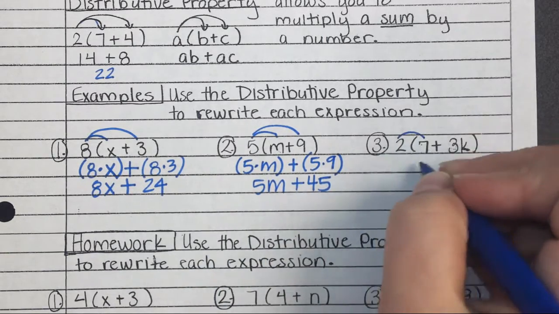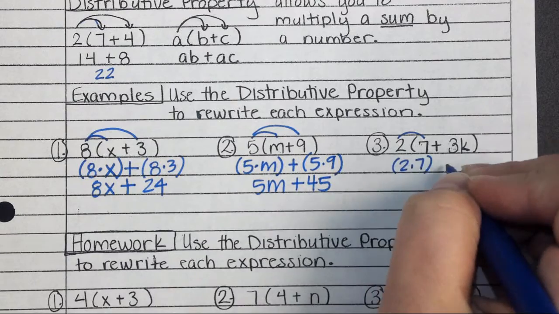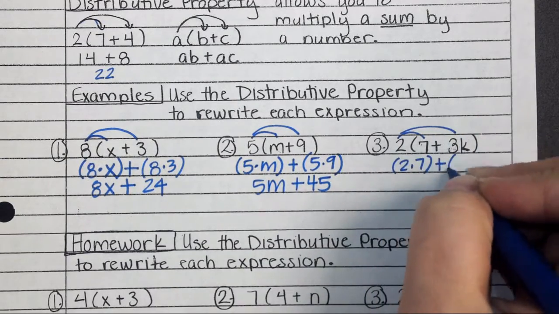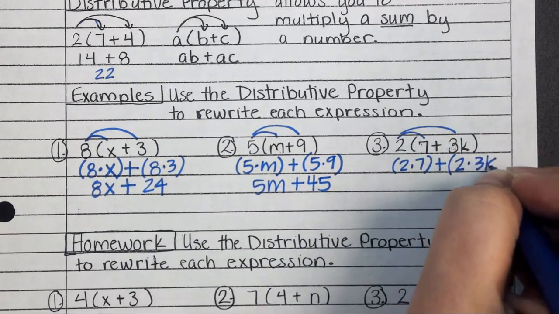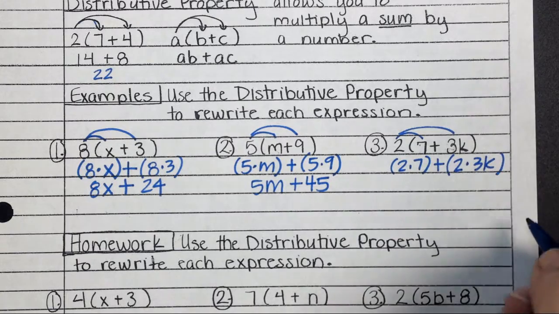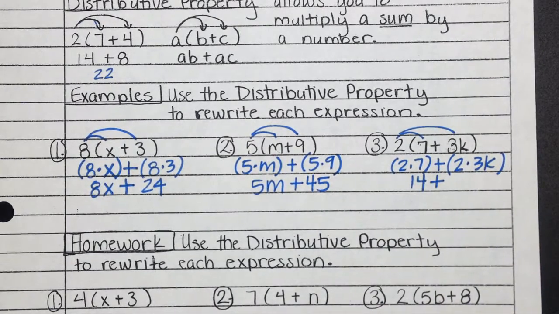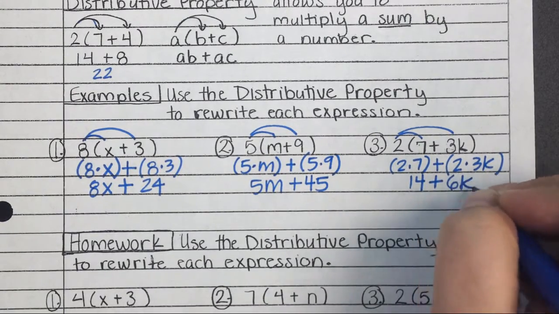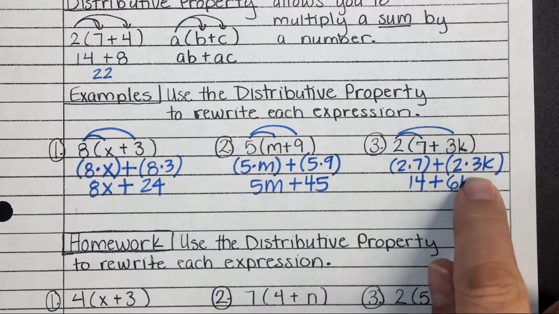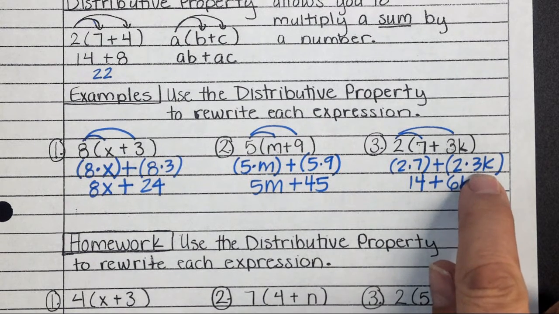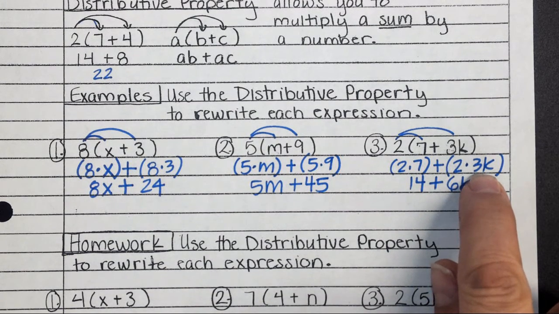So here we go. 2 times 7 plus 2 times 3k. Okay, what's 2 times 7? 14. What is 2 times 3k? 6k. It is. Now, this kind of goes back to that rule we talked about yesterday, the associative property. Does it matter which grouping that I multiply these with?